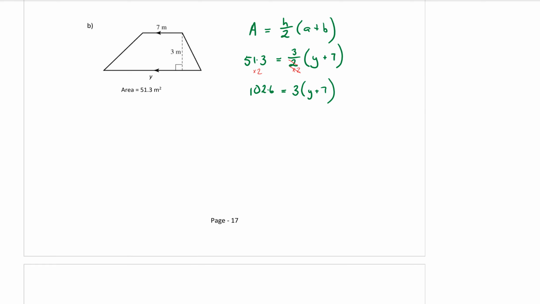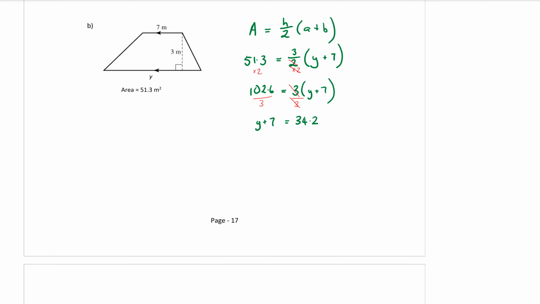Okay, so what should I move next? You can expand the brackets if you really want to, but that's an extra step. I don't have to. What should I do? Divide the 3. Okay, so we're going to divide the 3. Get rid of that. So 102.6 divided by 3 is 34.2. So I'm going to move it to the other side. Y plus 7 is equal to 34.2.